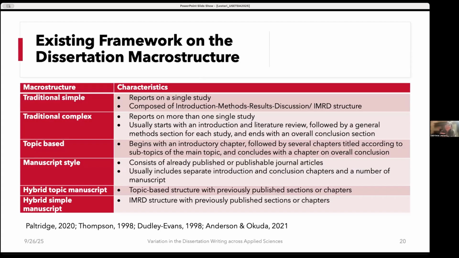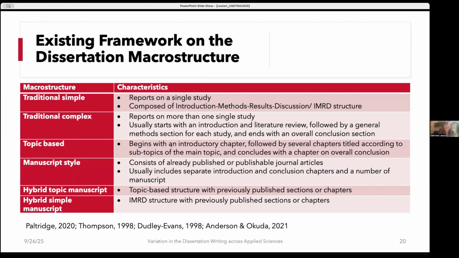And this is the macrostructure from the previous studies. So the previous studies coded dissertation types into traditional simple, traditional complex, topic-based, manuscript style, and so on. And if we look at the characteristics of the framework, they're pretty simple. So they say, okay, traditional simple dissertations typically report on a single study.